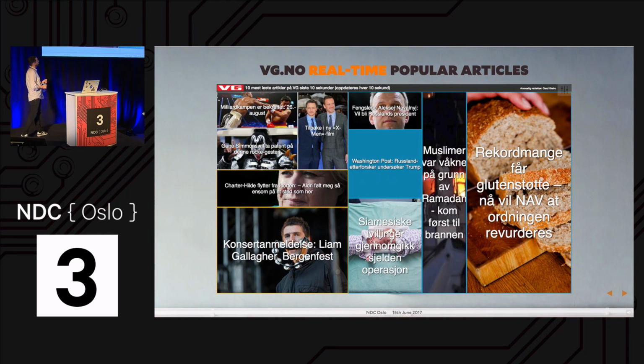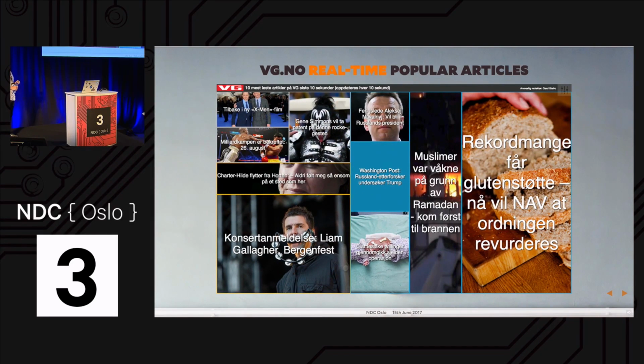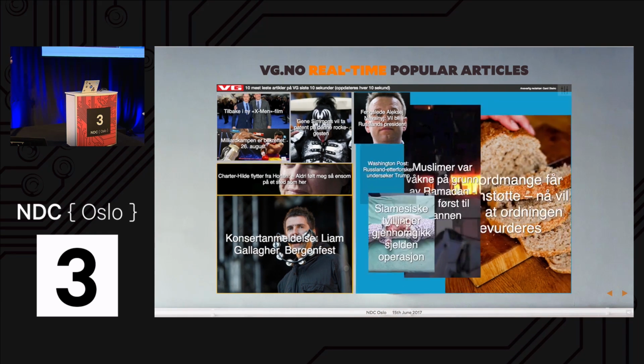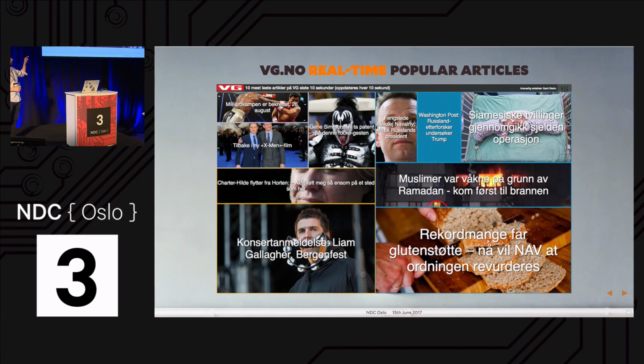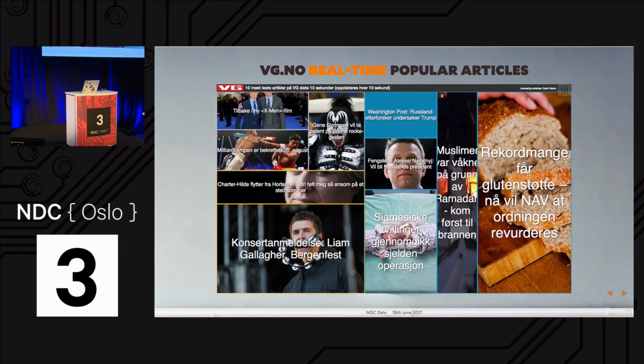So this one actually is live right now. This is not a video running on my laptop. This is actually coming from VG.no, a Norwegian newspaper. And what this represents is the popularity of a given article clicked on their front page right now. So this is in real time. The bigger the square, the more audience it has. And this has a 10-second bucket, and it's updating every 10 seconds.